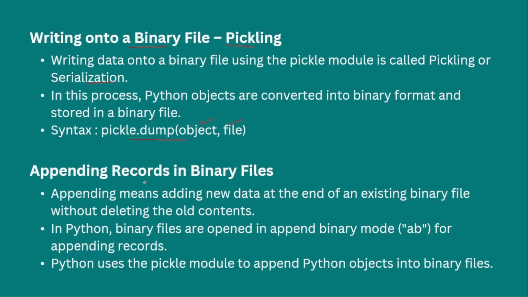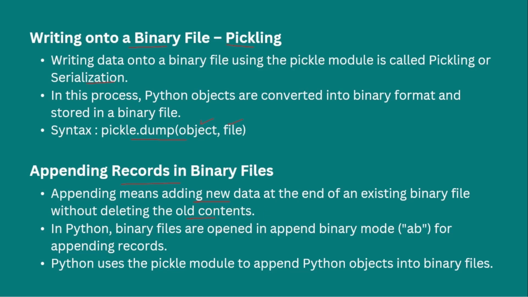The next topic is appending records in a binary file. Appending means adding new data at the end of an existing binary file without deleting old contents. The data is already there and we want to add some extra data, so we do it using append. If we open that file using write, it will overwrite the existing data. So in order to retain our original data and write extra data at the end of it, we need to open it in append mode.